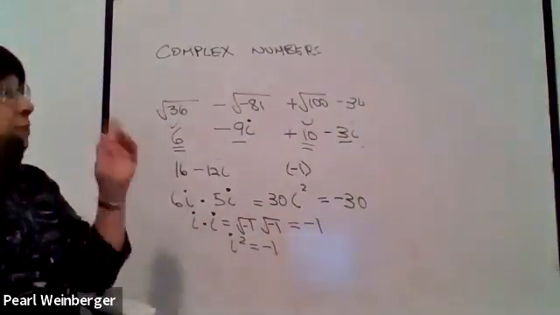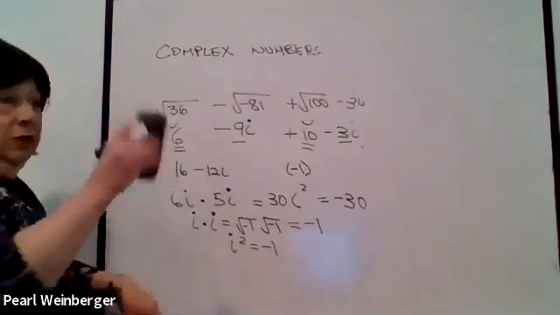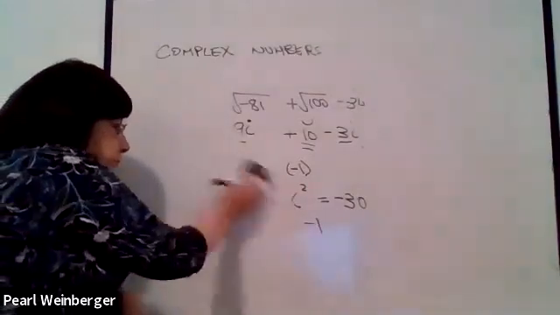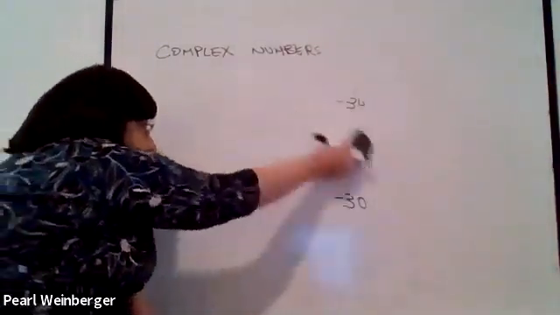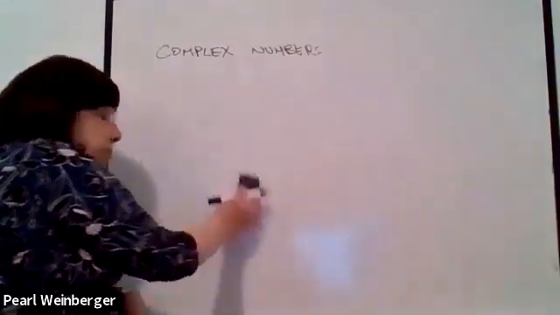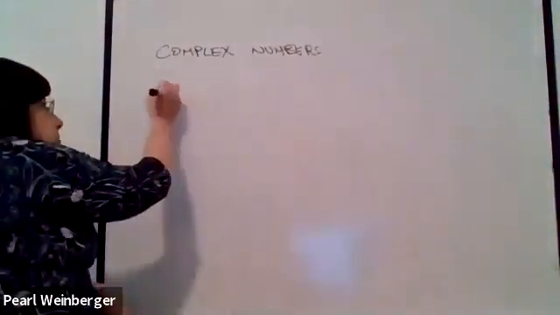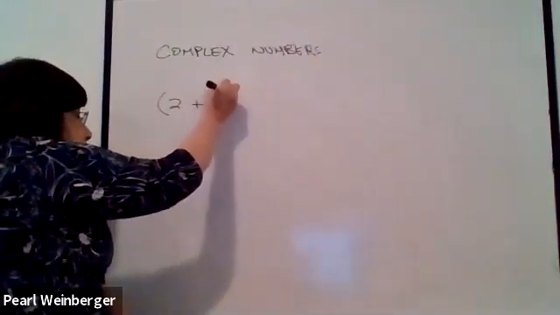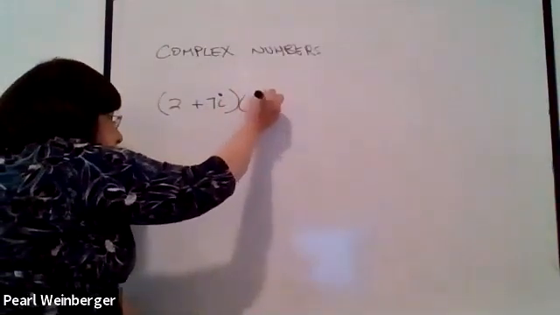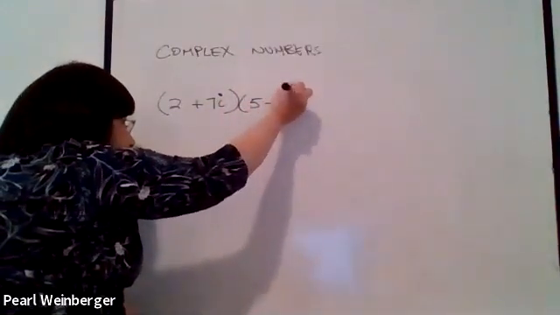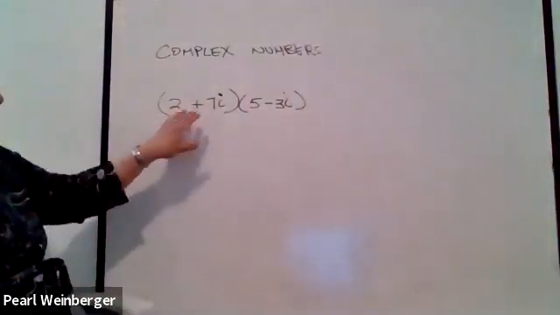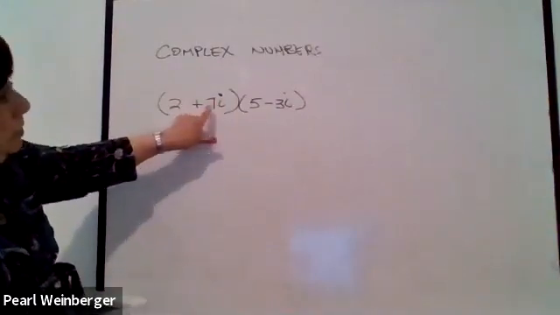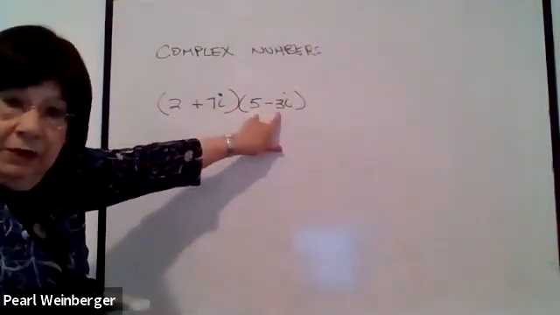Okay, so let me show you another example, and then I'm going to give you something to try on your own. Suppose I gave you this problem. I want to multiply 2 plus 7i by 5 minus 3i. Remember, this is a plus bi form. This is a complex number, and we're multiplying by another complex number.